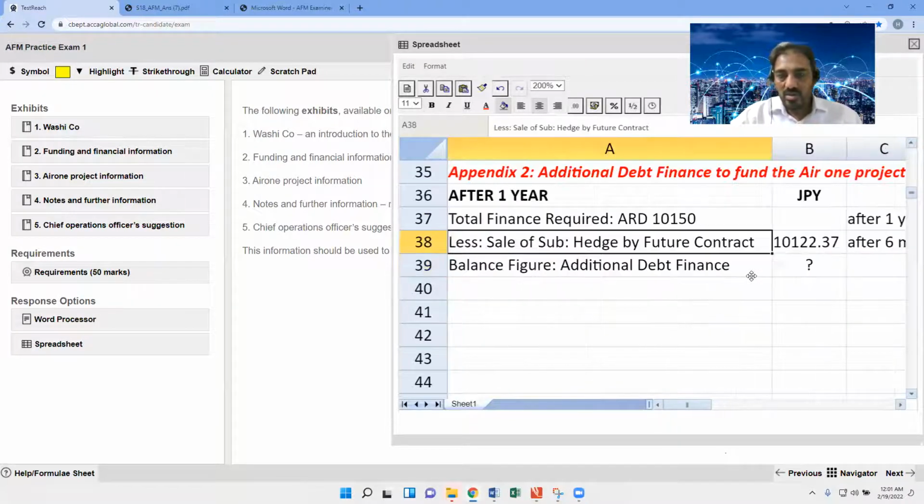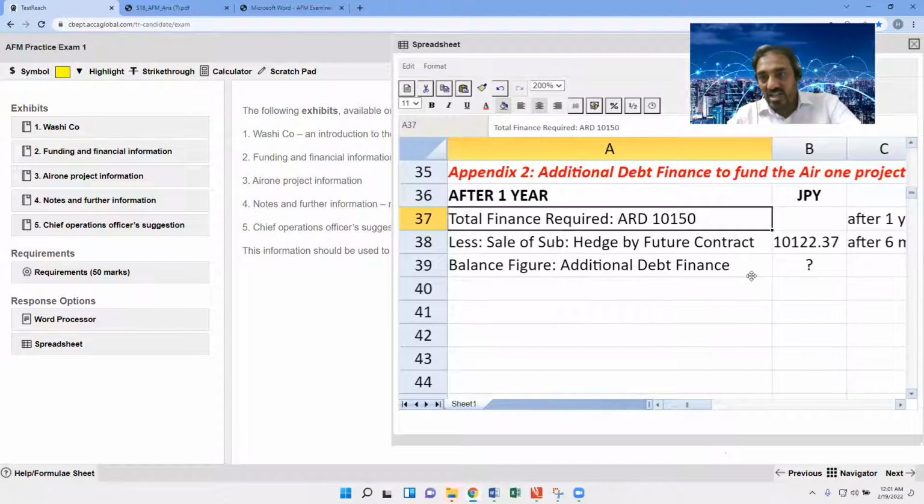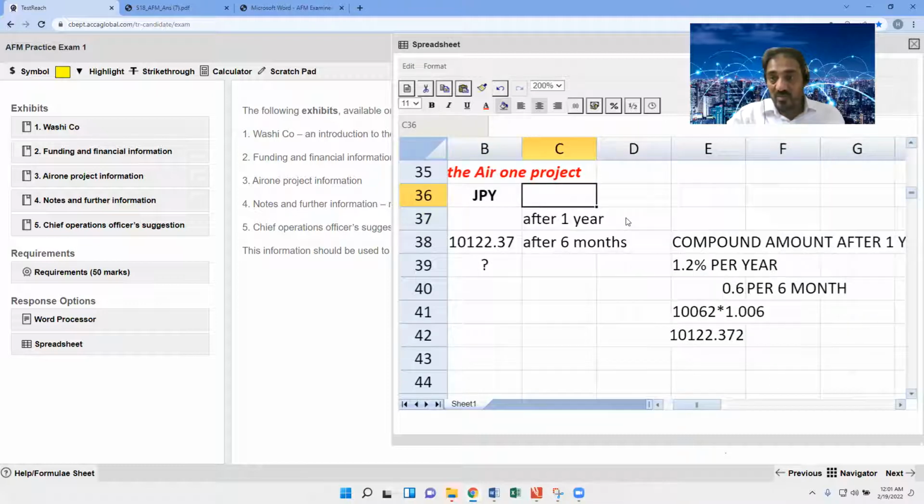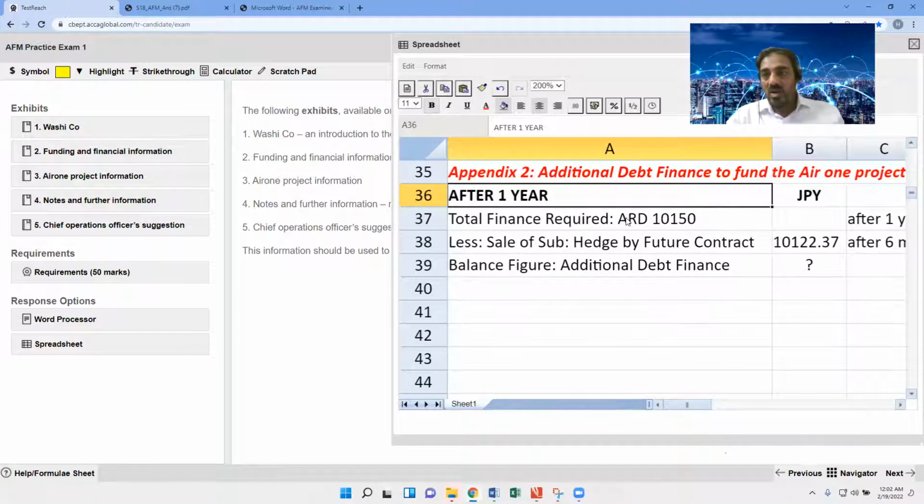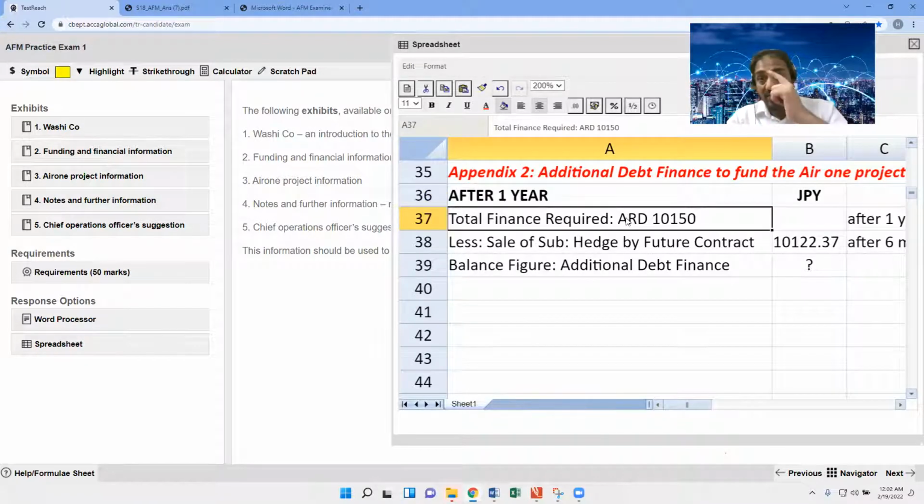Okay. So is this ARD we need to purchase now or in future? Do we need to buy now or after 1 year? No, not after 6 months, it's after 1 year. Once again, the important point is that the year 1 project will start after 1 year. So we require this ARD 150 after 1 year.